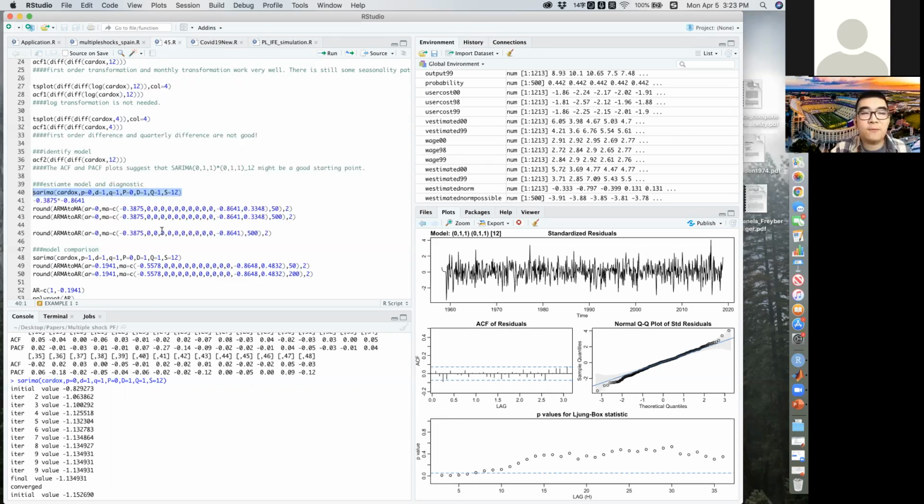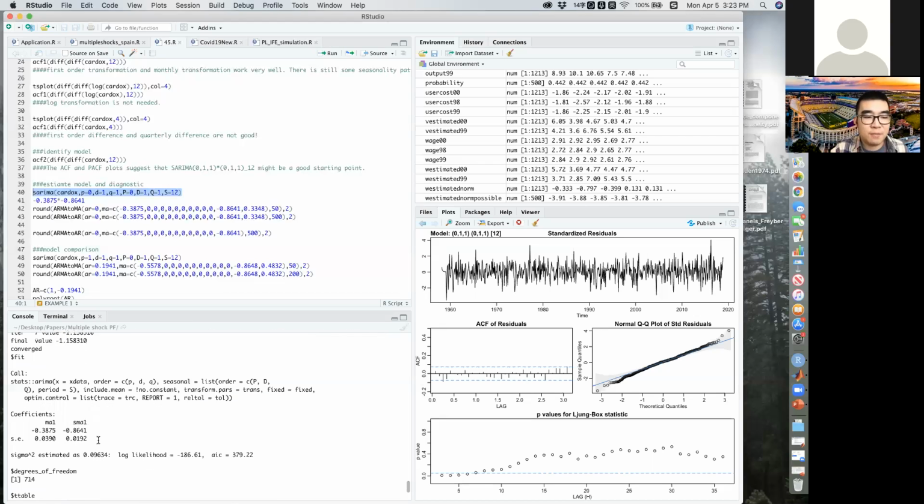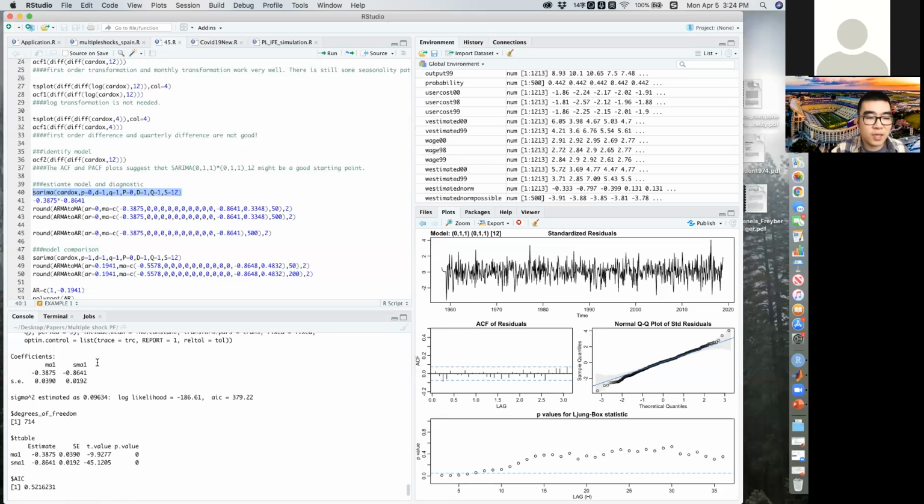And for the seasonal ARIMA part, we also fit a 0, 1, 1 model, and the seasonal period is 12 because it's monthly data, and we find the monthly difference is much better than the quarterly difference. And after some calculation, this is what we got.